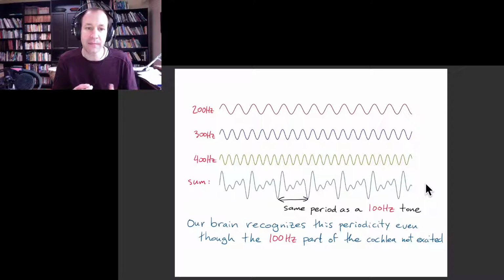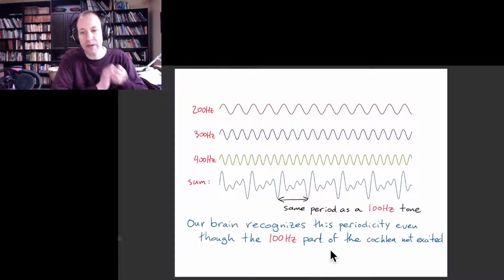Even though all of these have a shorter period, if you add them all up, you get this longer period or a smaller frequency. Somehow it seems that our brain is recognizing this periodicity, even though there isn't really a 100 hertz sound present. And so that 100 hertz part of our cochlea is not being excited.